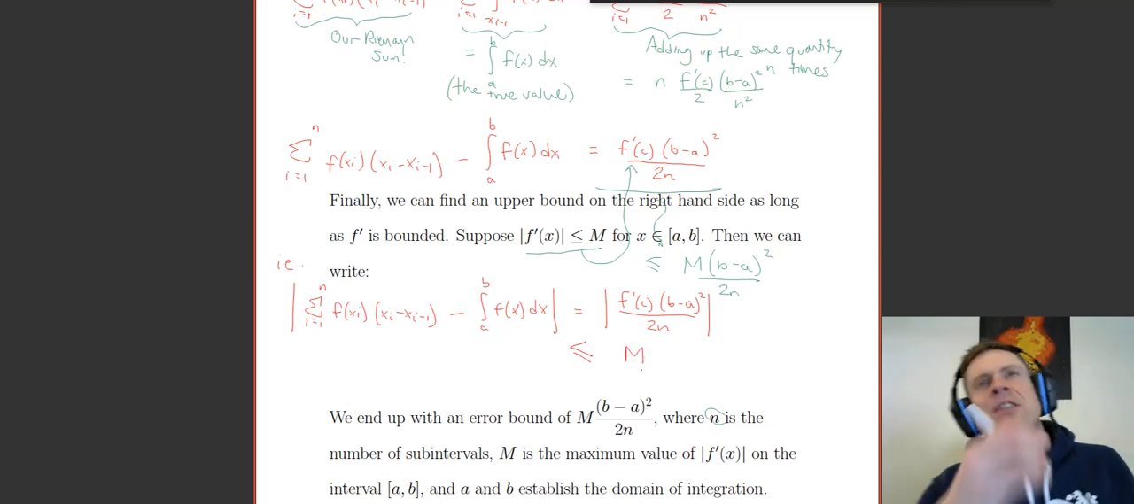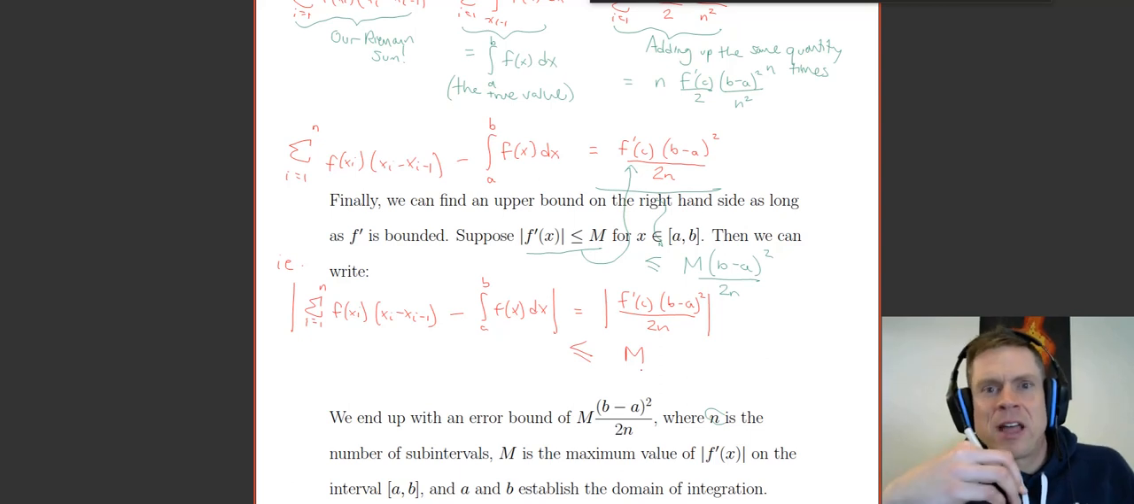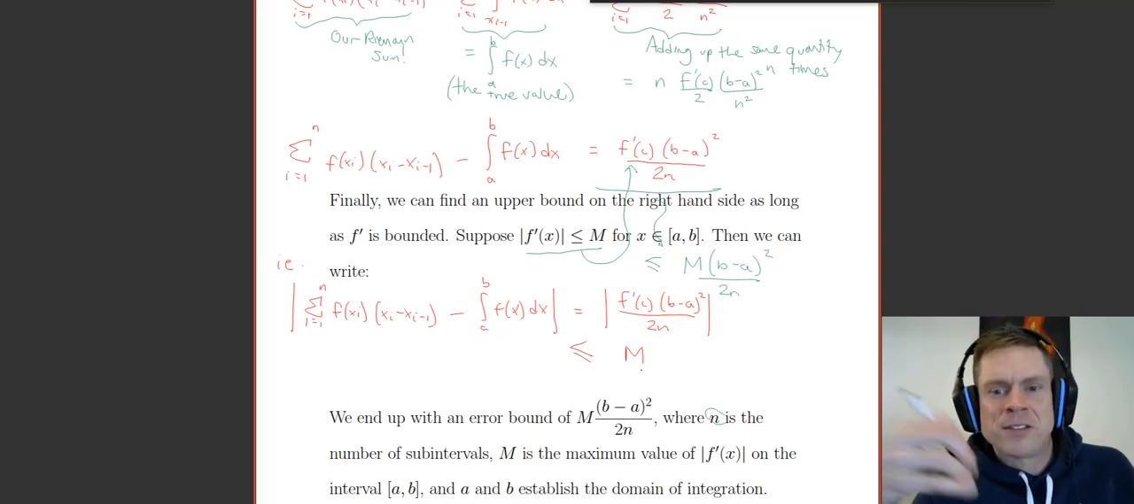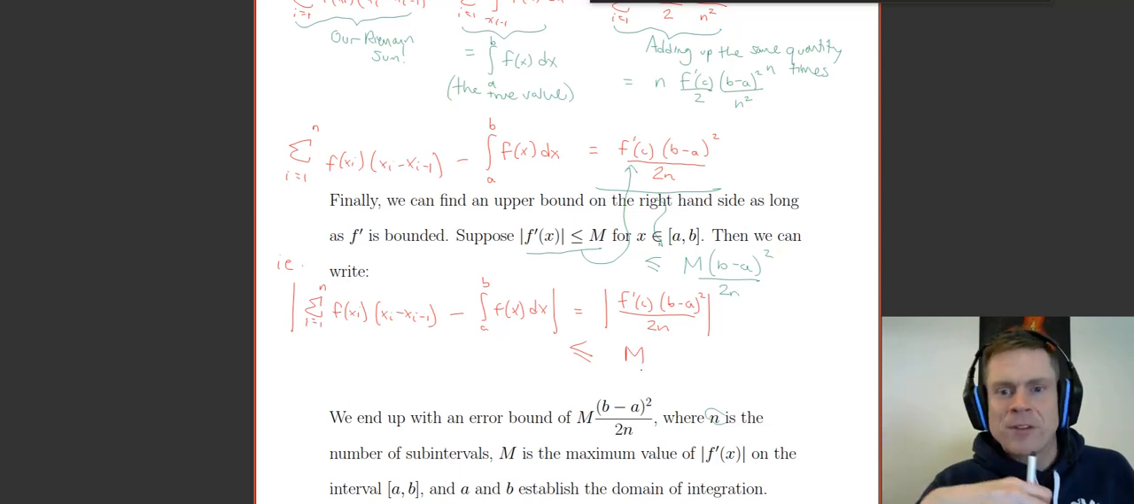If you think about that, the other quantities in that absolute value are all positive. (B minus a) squared, you're squaring it, so it's positive. The n is just the number of rectangles, so it's positive. I can actually drop the absolute values on the right-hand side. I get m times (b minus a) squared over 2n.